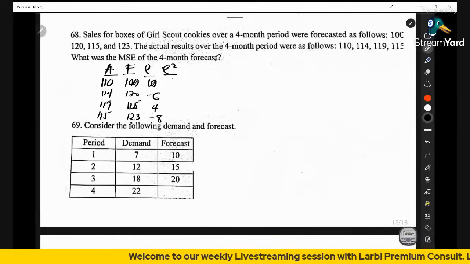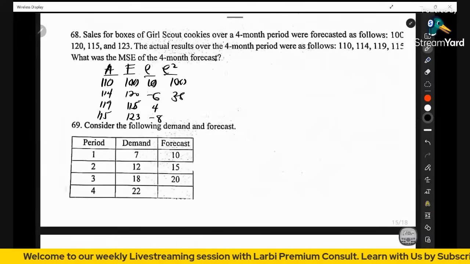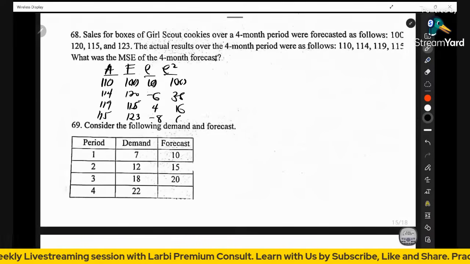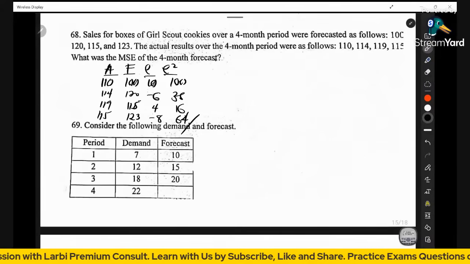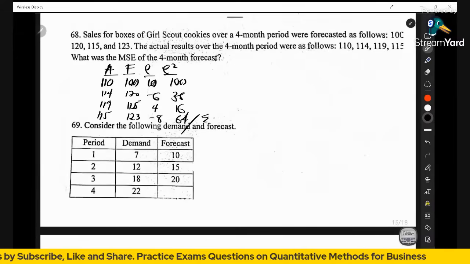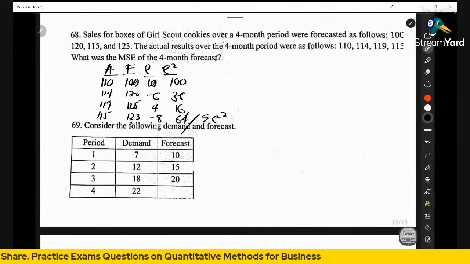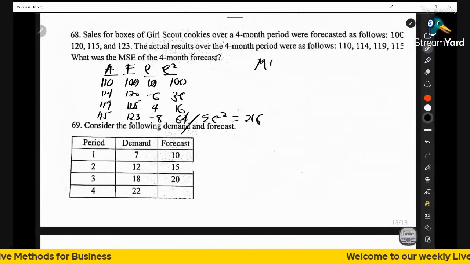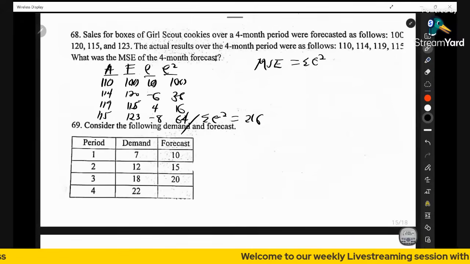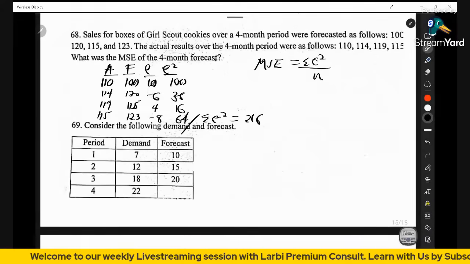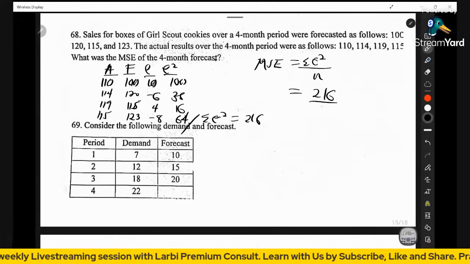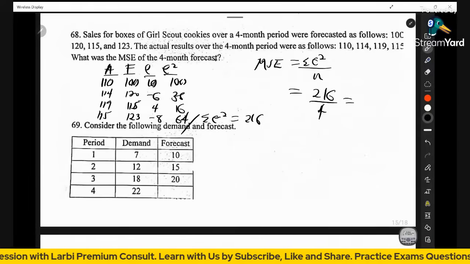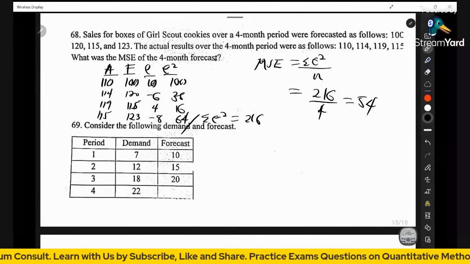So the square of 10 is 100. The square of -6 is 36. The square of 4 is 16. The square of 8 is 64. So you just have to find the summation of these square values. When you find the summation of these square errors, you should be able to get, in my case, 216. So therefore, our mean square error should be equal to the summation of the square error divided by the number, so 216 divided by 4. You should get 54. That's what I got in that case, 54.